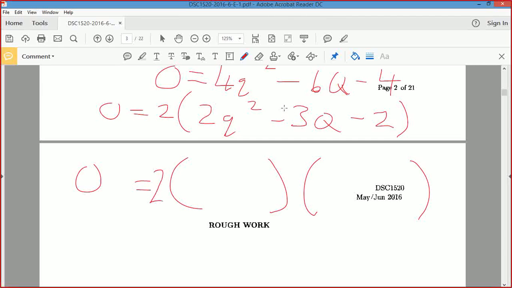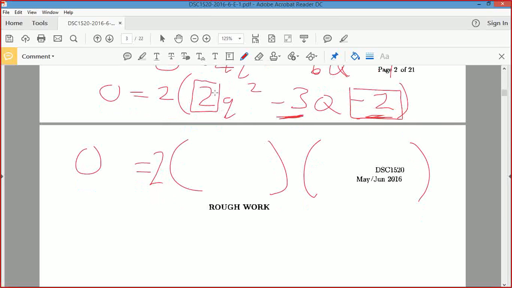Okay, so factorizing works like this. You're looking at that number and you're looking at that number. You're trying to find numbers that will be multiplied together to give you a negative 3 in the middle when you add and subtract, and a minus 2 when you multiply.